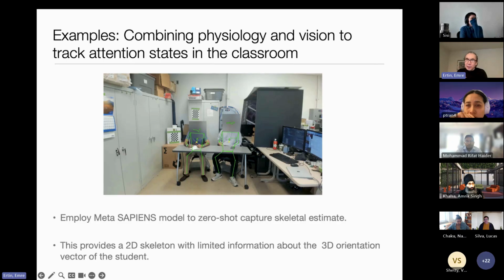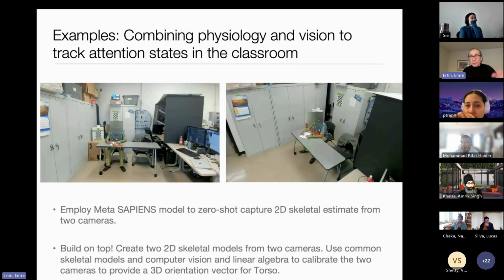So as a zero shot model, this is where you stop. You live with what this model gives you. But you could also build on it. You could have 2 cameras. 2 cameras give you 2D skeletal models, drawn here. And you know that they correspond to each other.